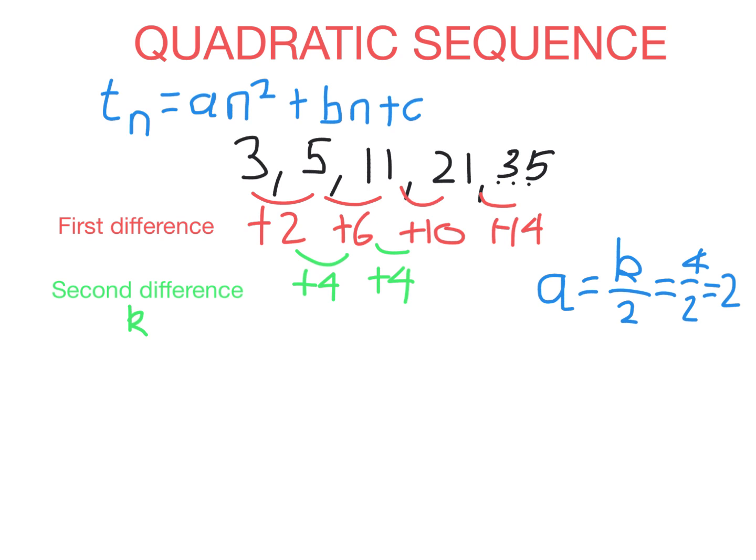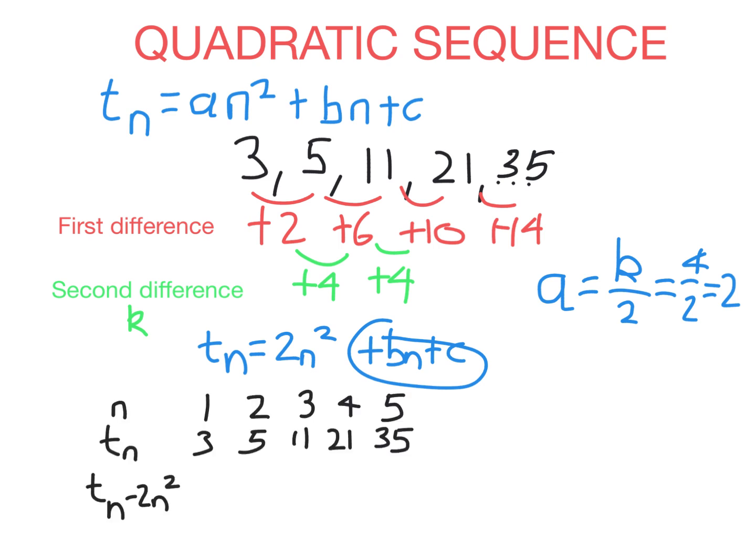So what we're going to do now is subtract this term here. What we found so far is Tn equals 2n squared. Now the rest of this, the bn plus c, is linear. So if we take each term and subtract this term 2n squared, we will end up with a linear sequence, which means it will be arithmetic. So I'm going to set up a table. I have my n values, the number of the term, and Tn values, the value of the term. I'm going to take my Tn and subtract 2n squared.